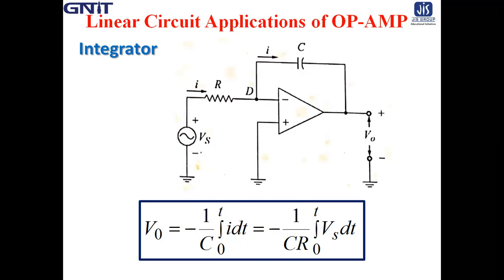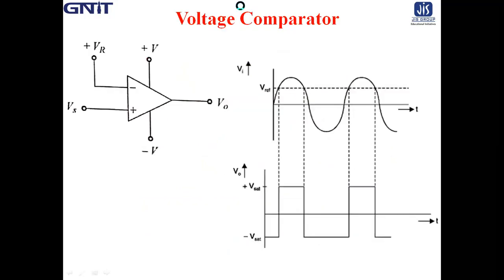Next is an application of the op-amp that is called the voltage comparator circuit, and it is widely used in communication purposes, particularly in digital communication. So what is a voltage comparator? From the name you can guess that the input voltage is actually compared with some reference voltage.